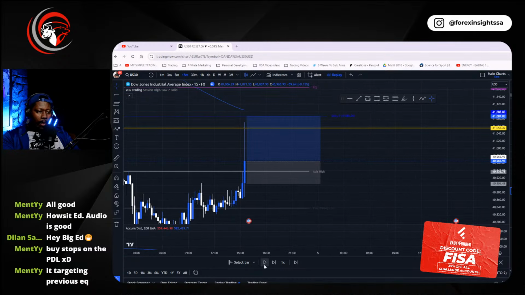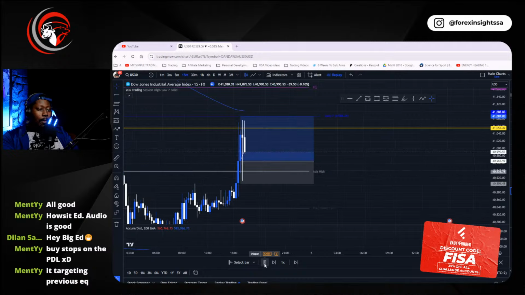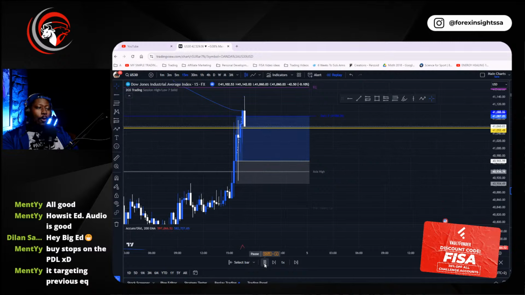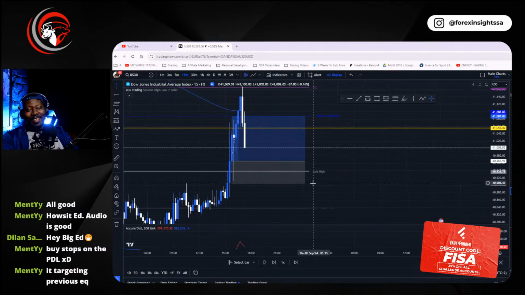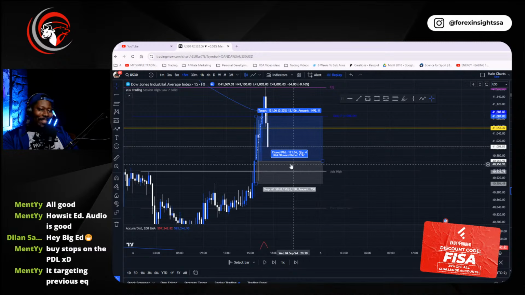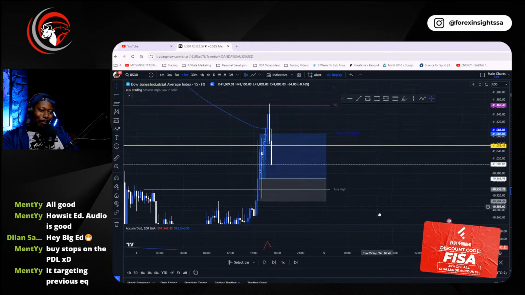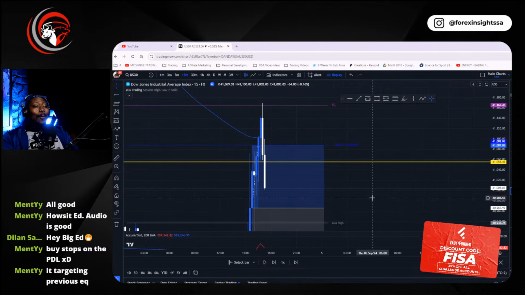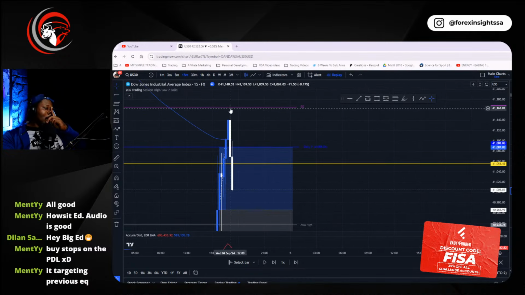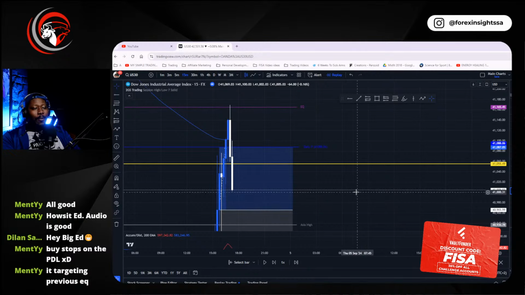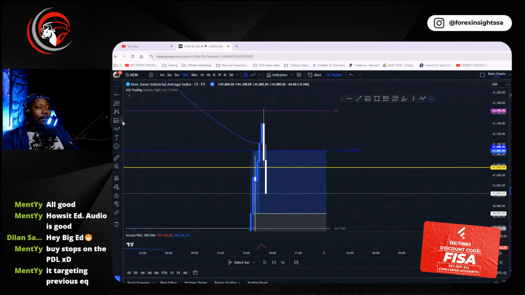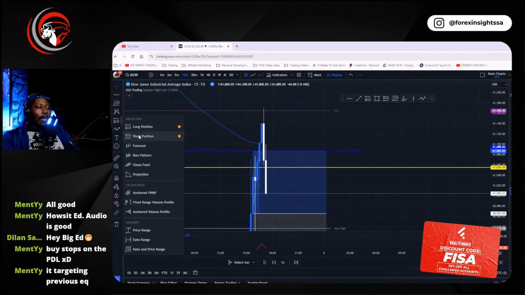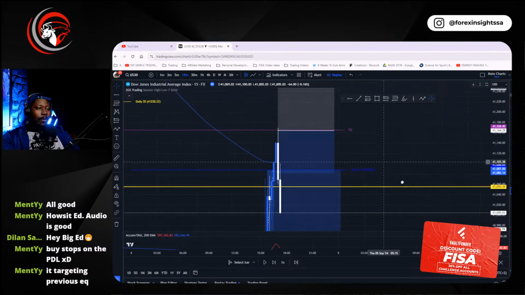Again, we don't have rules yet, so machine gun for the win. Let's see what would have happened. Oh, just survived that. The 60 pip stop loss, that's a very good idea there based on the volatility. So as we can see, it went for the EQ and reversed back. And like I said, the actual strat here would have wanted us to take it from the EQ.